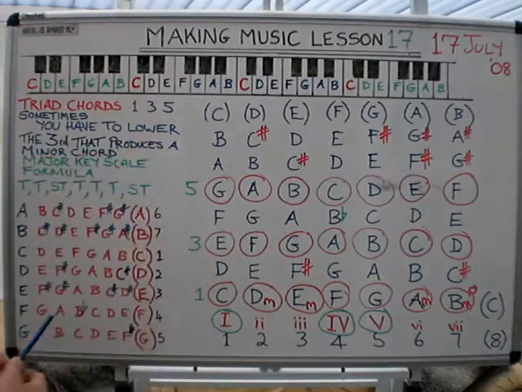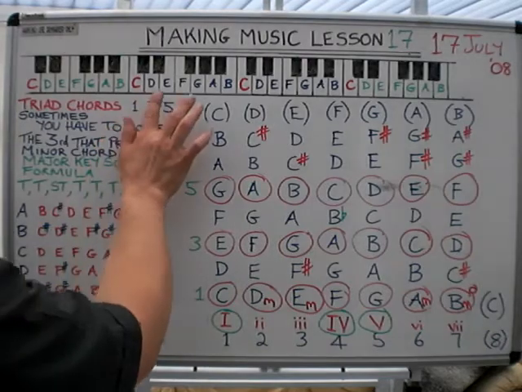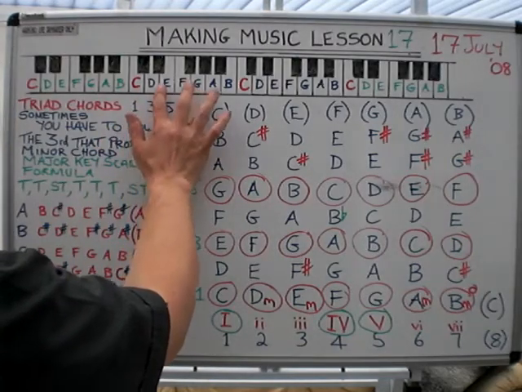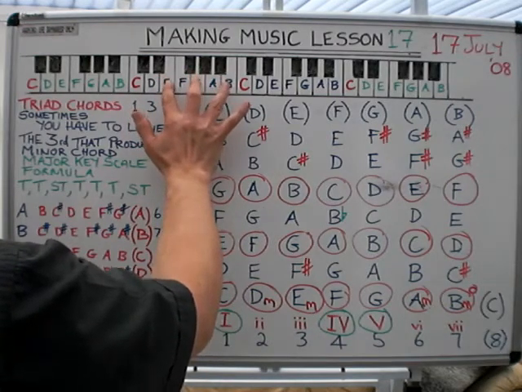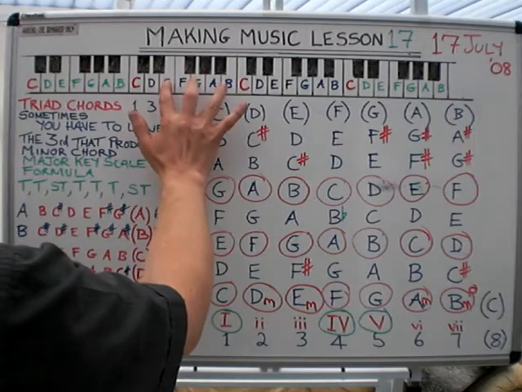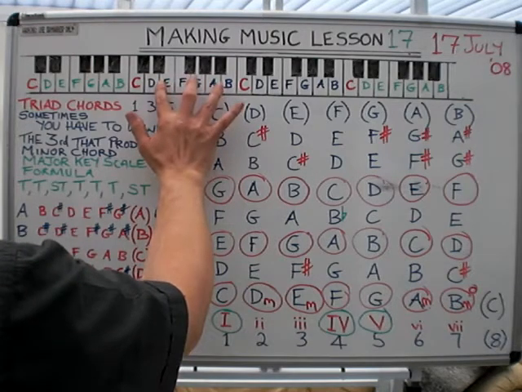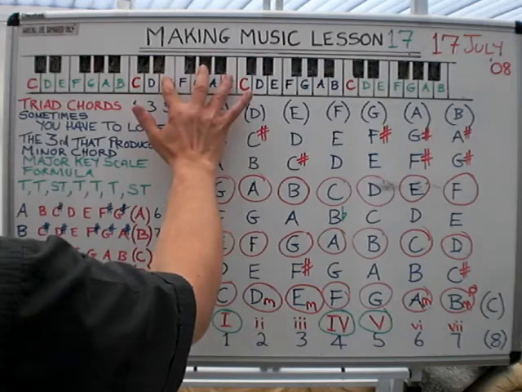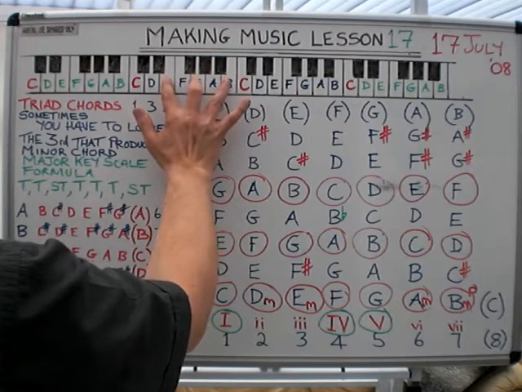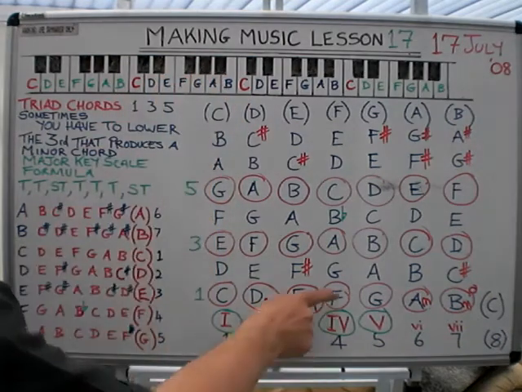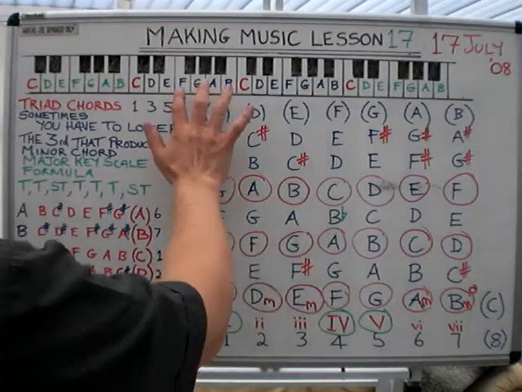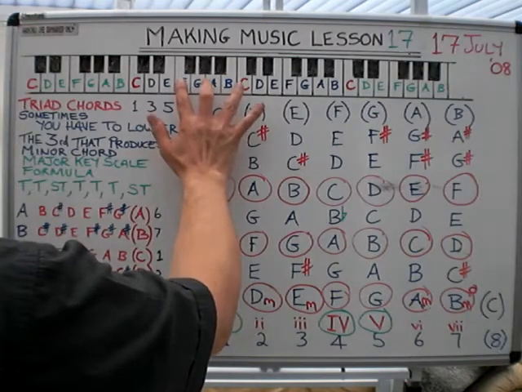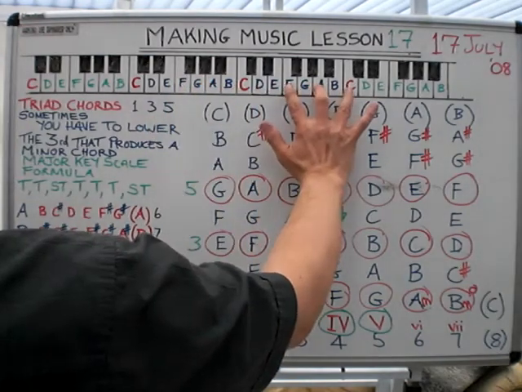D, F, A. Let's look for an E minor chord. Okay, we've got E, G and B. E, G, B pressed down together on a piano makes the chord of E minor. Of course the G was originally sharpened up here with my middle finger, but we've lowered it. Let's look at the F chord, the triad chord, F, A, C there. Of course you can do one up here if you want, F, A, C.